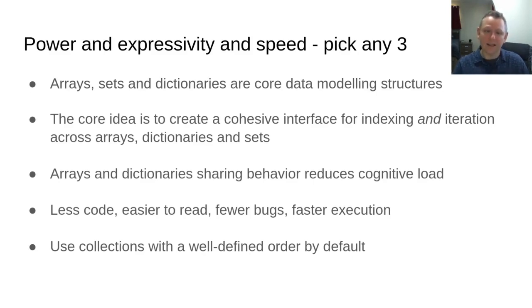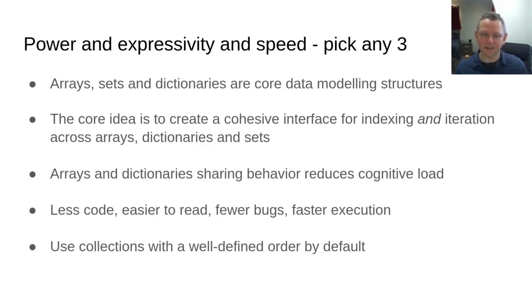Okay, so if the interface is 100% identical, then you have access to all these powerful functions like broadcasting. You can write less code and do more with less code. The code's easier to read. There are fewer bugs because you're not rewriting things, and it has the opportunity to execute fast because we can work on the underlying implementation. Okay.